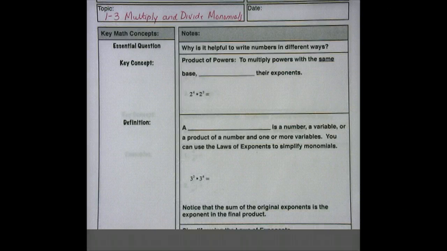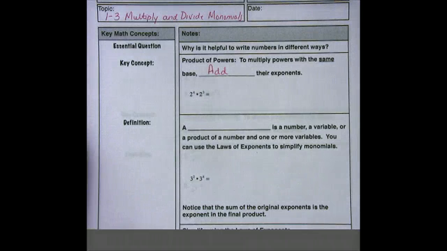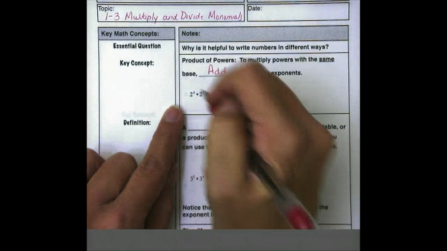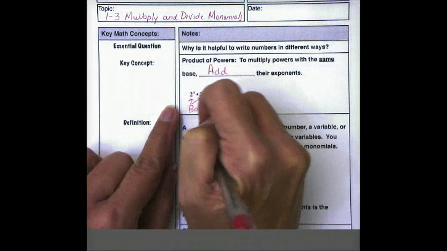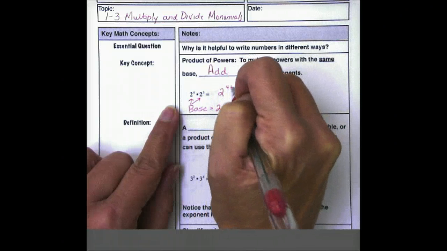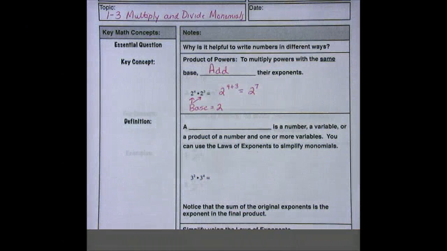So with the product of powers, to multiply powers with the same base, this is going to be familiar to you, we add their exponents. So 2 to the 4th times 2 to the 3rd, they have the same base. The base is 2. So the base stays the same, and we add the exponents. So it will be 2 to the 7th power.